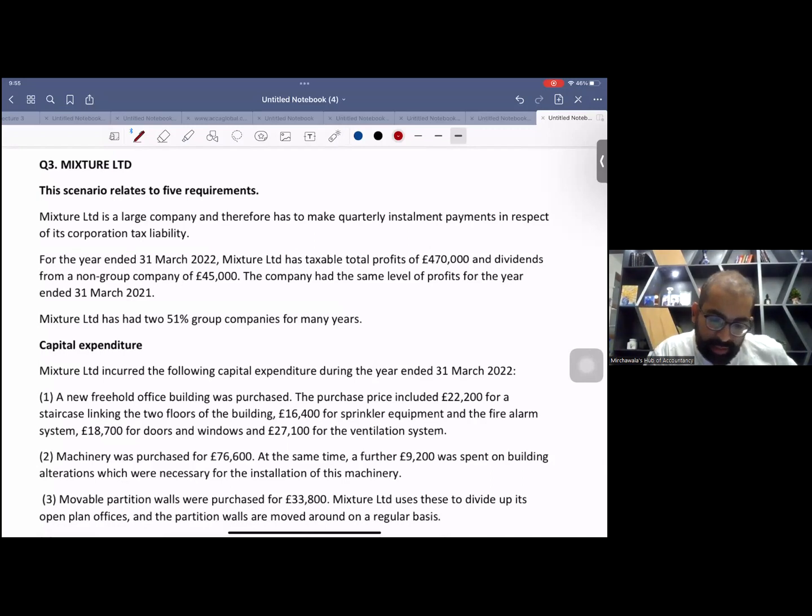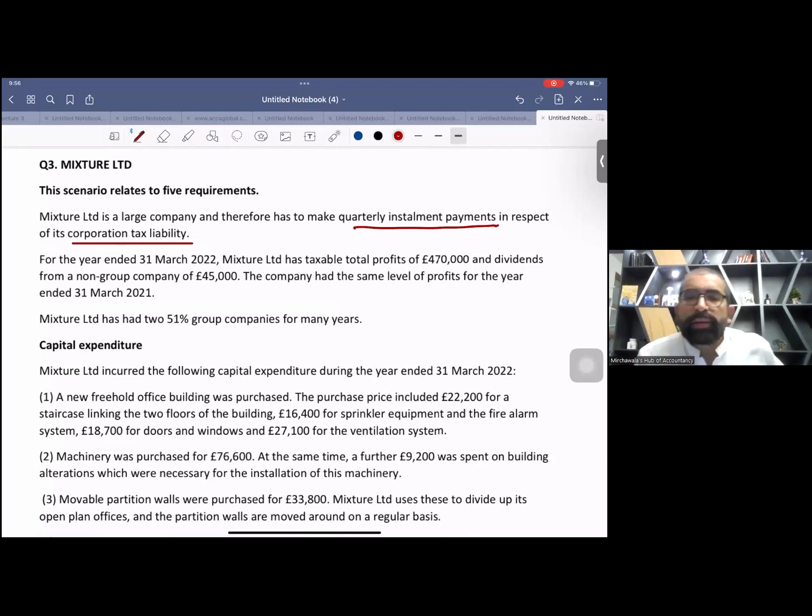Mixture Limited is a large company, therefore has to make quarterly installment payments in respect of its corporation tax liability. Now, I would like to say this question is so far the easiest question of all this past paper. Easiest of all of them, I'm telling you, easiest.